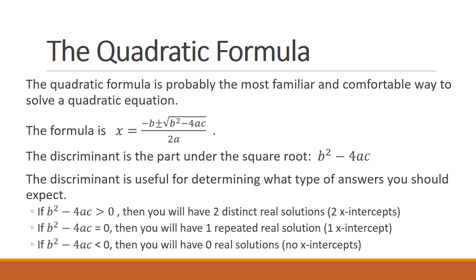If the number under the square root equals 0, then all you have left is negative b over 2a, which means you have one repeated real solution, or one x-intercept. And if the number under the square root is less than 0, in other words negative, you will have no real solutions, because remember, the square root of a negative is not a real number. That also means that the graph is not going to touch the x-axis at all.